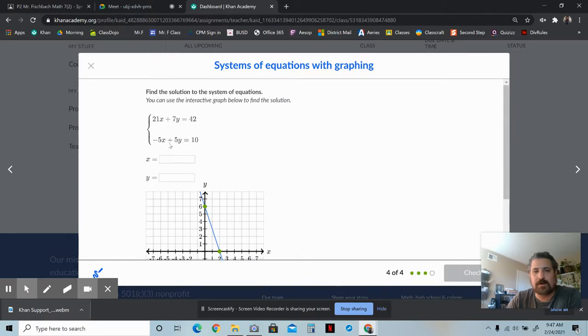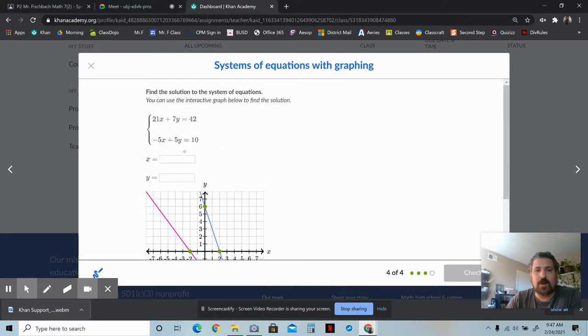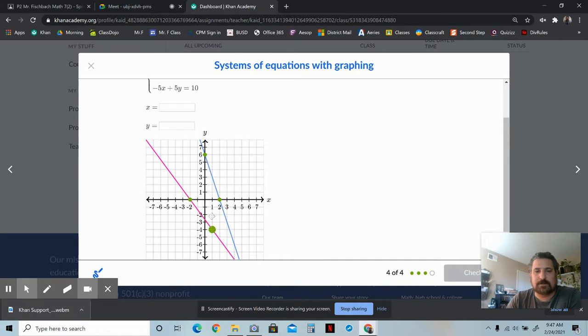Our other line over here is going to be -5x equals 10 for our x-intercept. So divide both sides by -5. We can see that 10 divided by -5 is -2. So x-intercept is going to be -2 for the pink line. And then the y-intercept, plug in a 0 for x. That goes away. You're left with 5y equals 10. Divide both sides by 5. Y must be 2. So the y-intercept is going to be 2. All right, so now we've got our two lines.